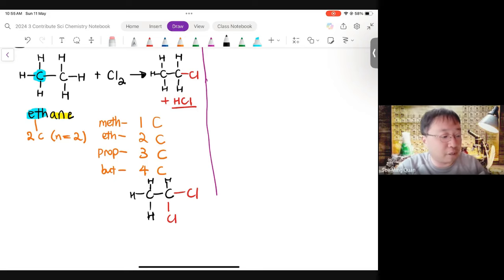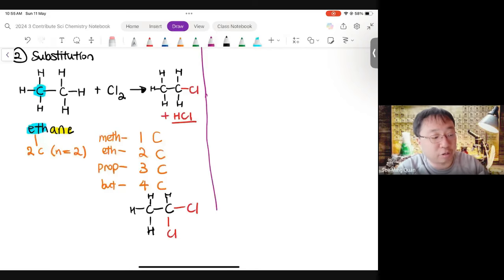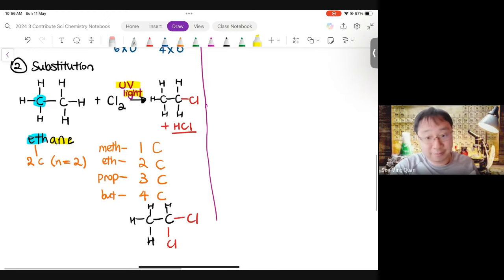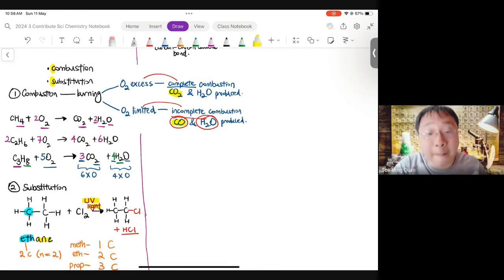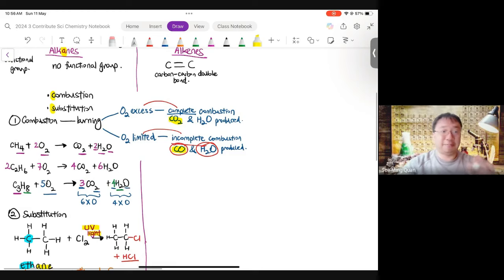All right. Now, for substitution to happen, you need a special condition, and the special condition is called ultraviolet light. Okay, so you need to know for substitution, it will not happen in the dark. You will need ultraviolet light to give the initial amount of energy for the reaction to begin. Okay, so that's substitution, which alkanes undergo in the presence of ultraviolet light. Ultraviolet light is the condition for the reaction to happen. So that's substitution. Okay, so just to recap, alkanes undergo combustion, substitution. Okay, so that was alkanes.